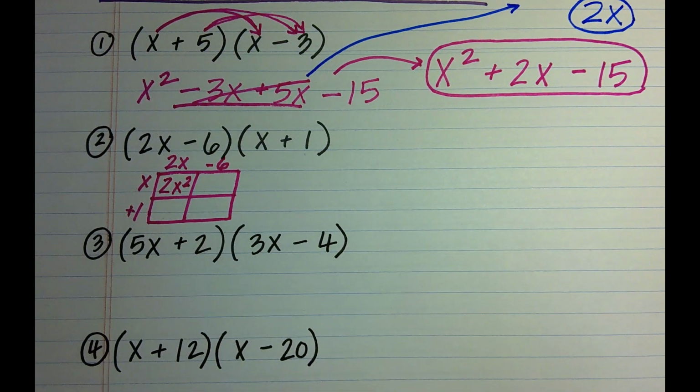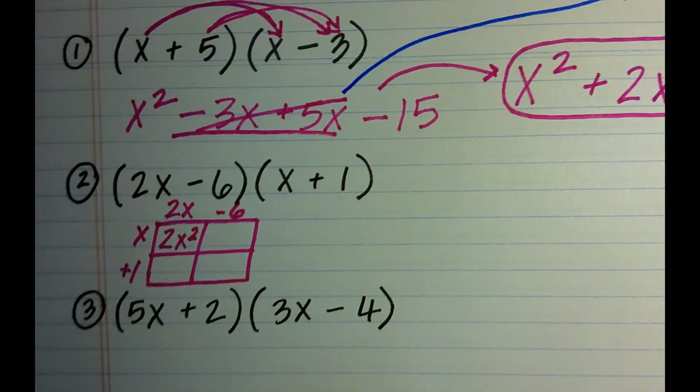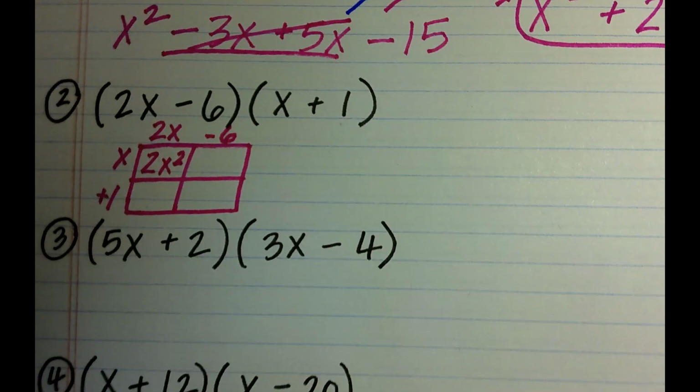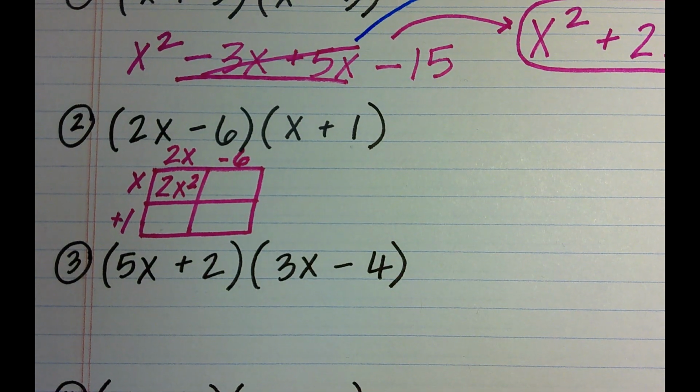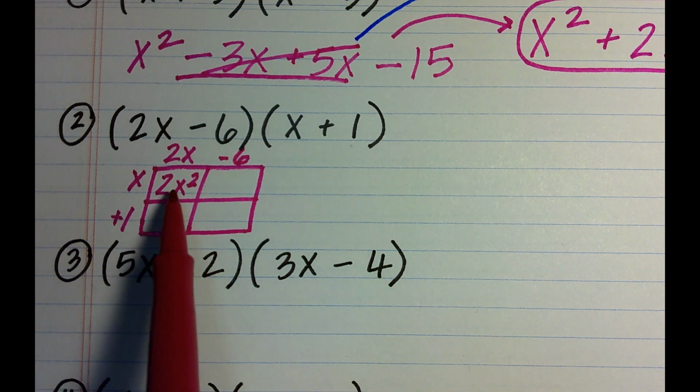Is this too small? I'll zoom in. Can you see that a little better? Hopefully. Okay, so we've got 2x squared.